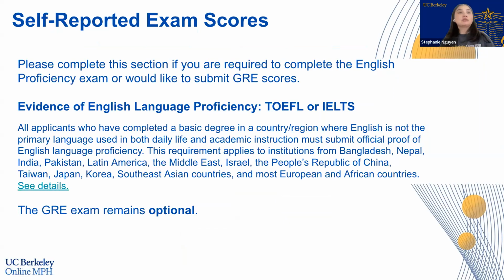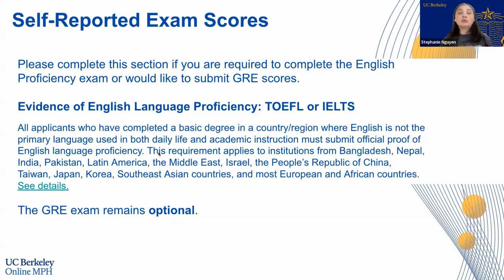So self-reported exam scores, as I mentioned, some students may be required to take an English proficiency exam. If you fall under the category where you do need to take that, it has to be a valid exam score. It cannot be something that was completed 10 years ago. It needs to be within the last 2 years. And we do have language around that, so you can always check that out to better understand what options you have. But again, it's the TOEFL or the IELTS.